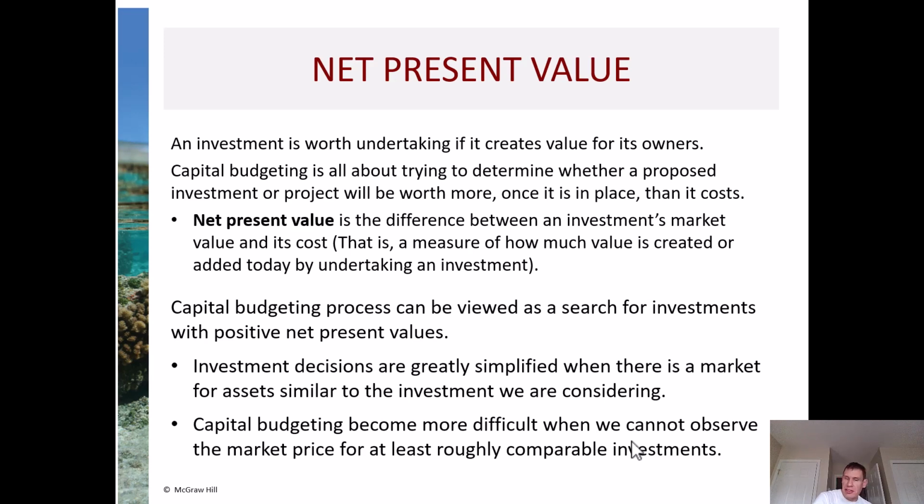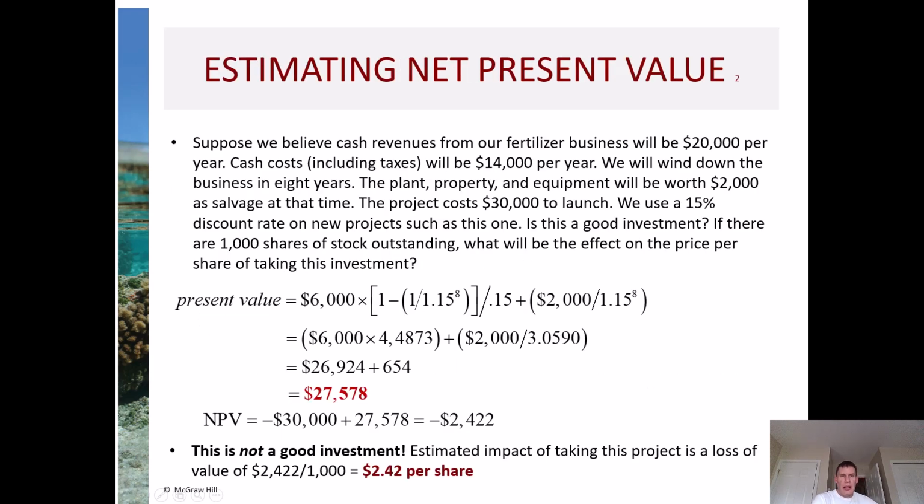Investment decisions are generally simplified when there's a market for assets similar to the investment we're considering, so we can see what the value is, what the new value is, what the used value is, and so forth. Capital budgeting becomes more difficult when we cannot observe the market price for at least roughly comparable investments, and of course that does often happen. All right, so let's take a look at estimating the net present value.